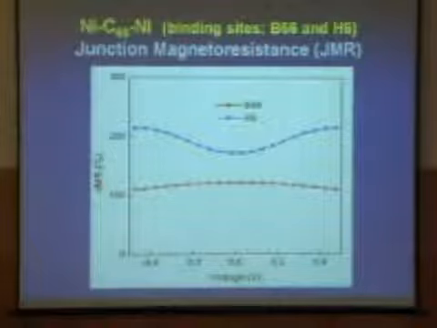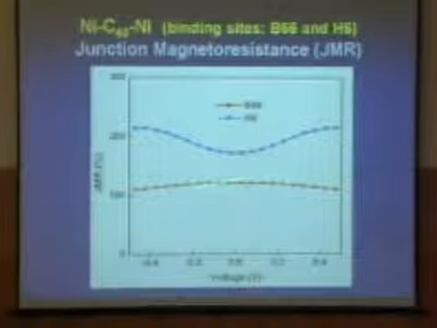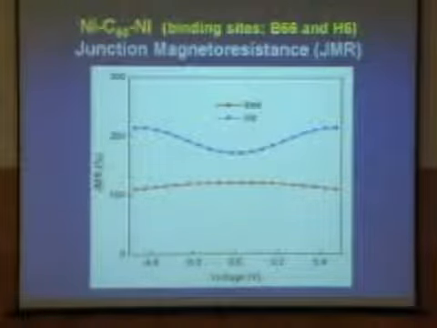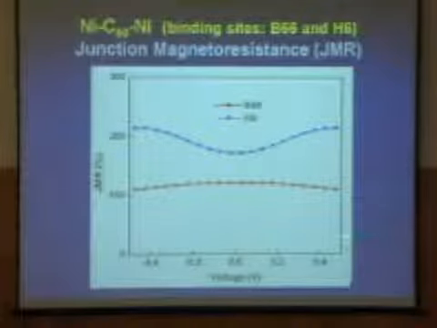Let's look at the JMR effect. B66 is in red. If the applied bias changes, it remains flat at about 100%. But for the H6 site, there is a large variation with the applied bias.